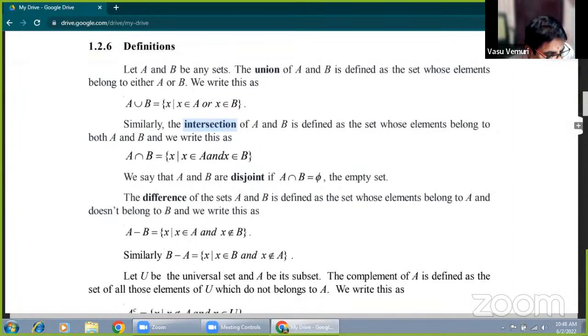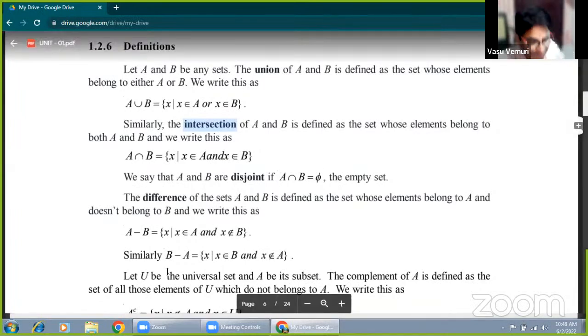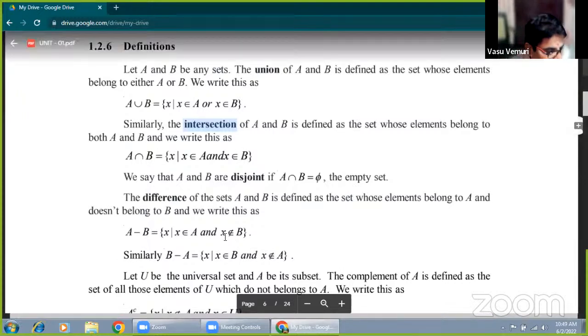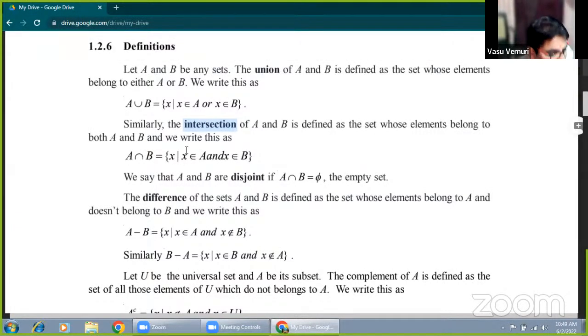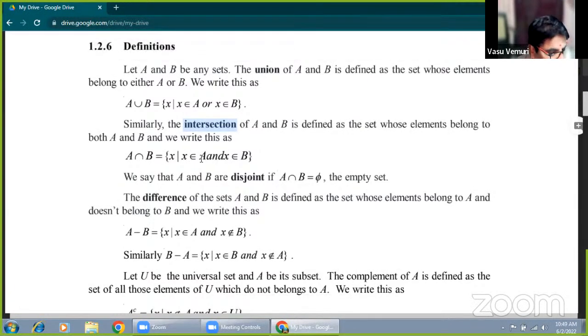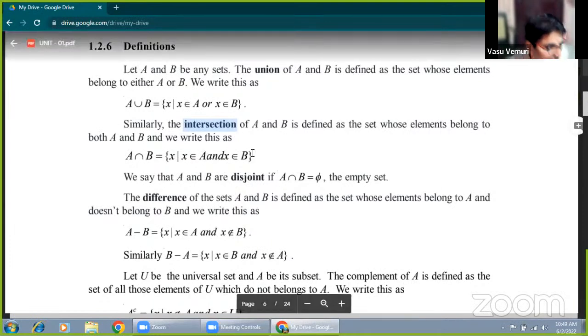Here x is any one of the elements. A intersection B means the common elements of both sets. In the roster form, x belongs to A and x belongs to B. Intersection, as in lattice concepts, is the AND part. This is the symbol of intersection. So x belongs to A and x belongs to B.